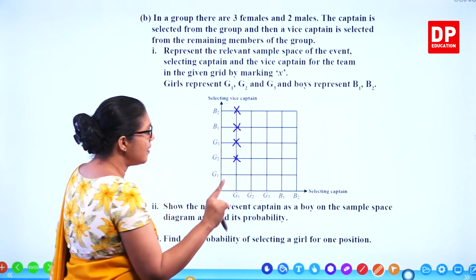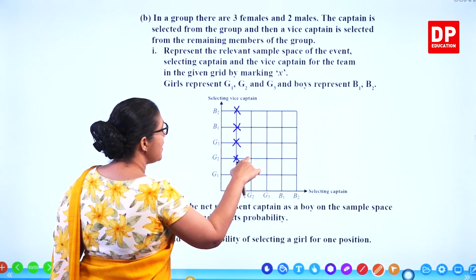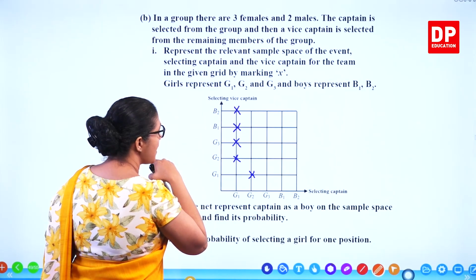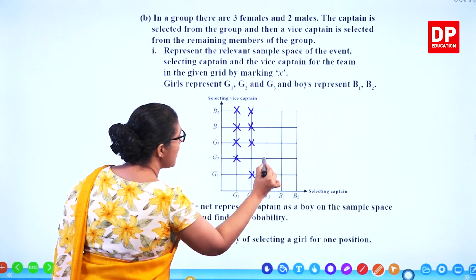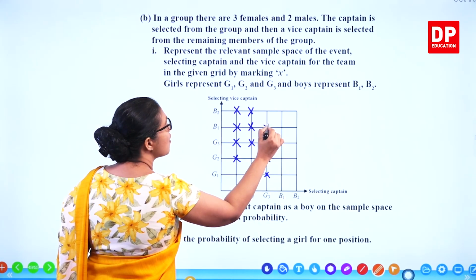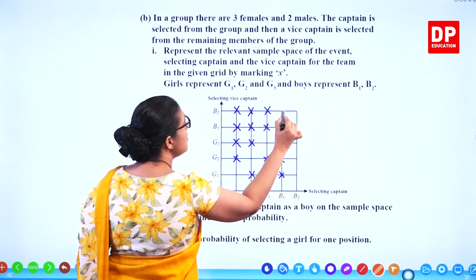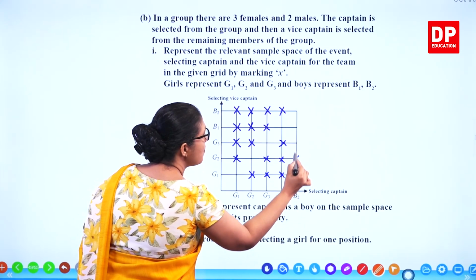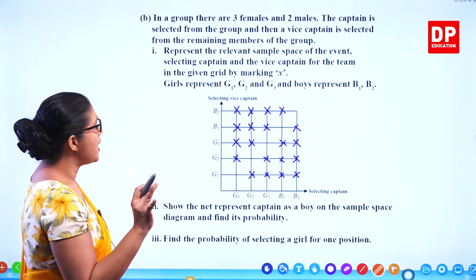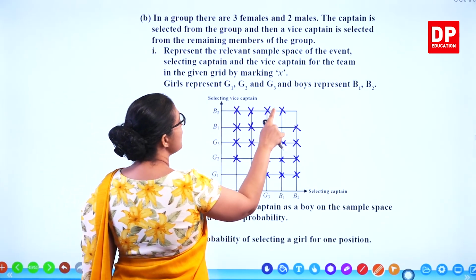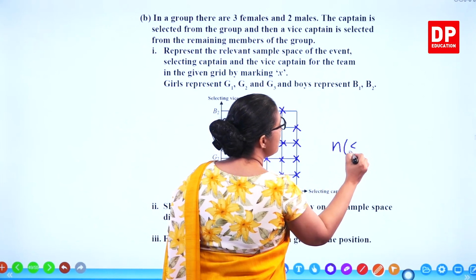If the second girl is the captain, she cannot take the second position, vice captain position. So you have to skip that. So same positions you have to skip. G3, G3 you can't take. All the other possibilities are okay. B1 with B1 not possible. And with B2, second boy, you can't select B2. So altogether how many possibilities? 1, 2, 3, 4 and 1, 2, 3, 4, 5. 20 possibilities are there.